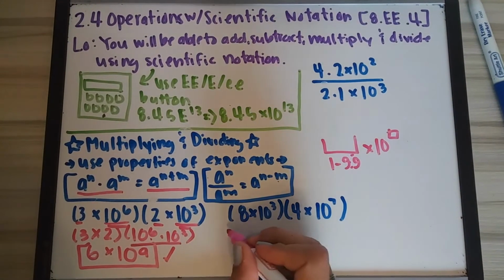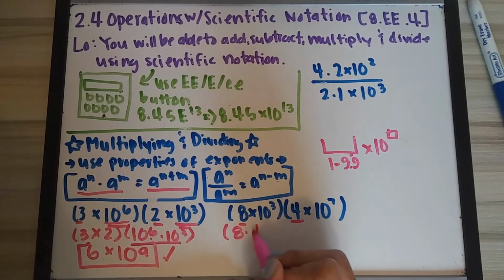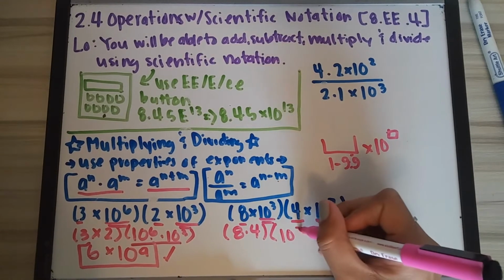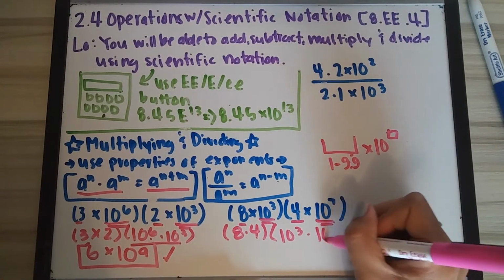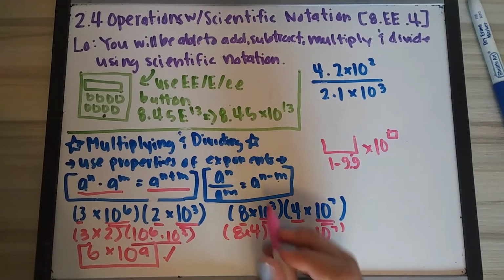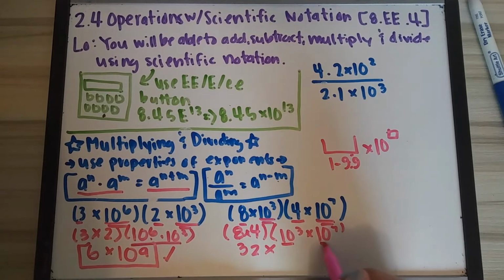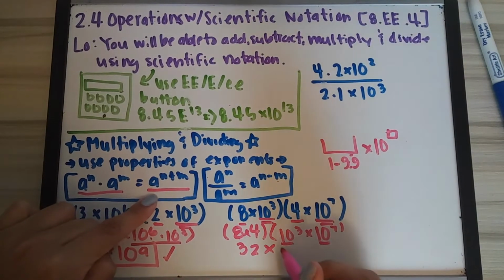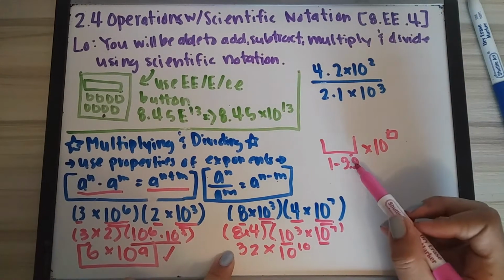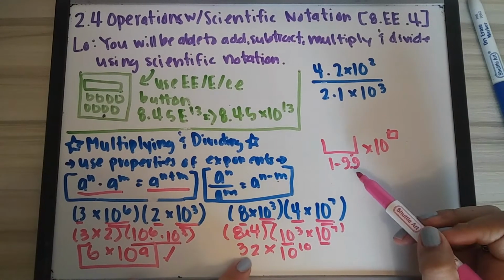Now let's look at this one. I'm going to regroup it using the associative property of multiplication. So 8 times 4, and then 10 to the 3rd power times 10 to the 7th power. So 4 times 8 is 32, and I'm going to keep the same base, as this property tells me, and add the exponents, so that will be 10 to the 10th. Now I have to go back and ask, does this meet the requirements? No, really, because 32 is over 9.9, so I have to change that.